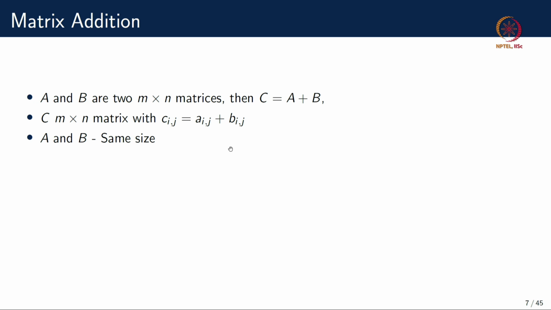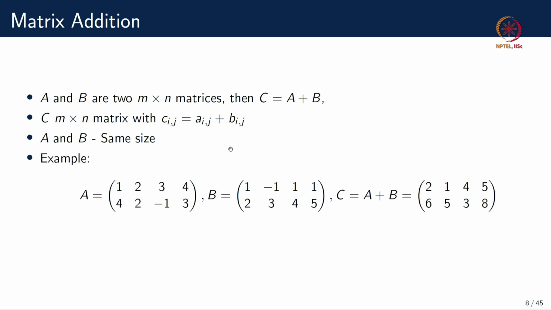Now look at the example. Here A and B are added, corresponding elements are added. So finally the sum C will be 2, 1, 4, 5, 6, 5, 3, 8 corresponding to A and B matrices.